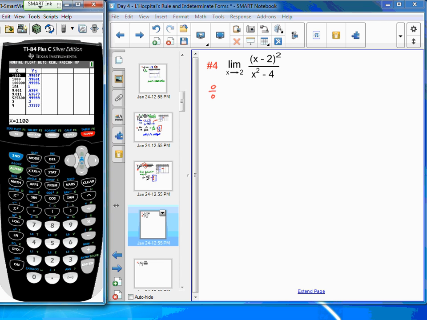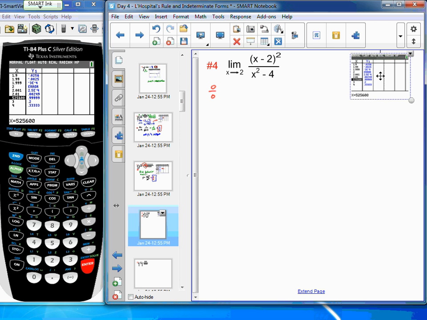What do we want? 2, so 1.9, 1.99, 1.999. Ooh, 3 to the negative 4, so that's like 0.0003. Very small. 2.001. I'm thinking 0. Yes? Okay. Let's do it.